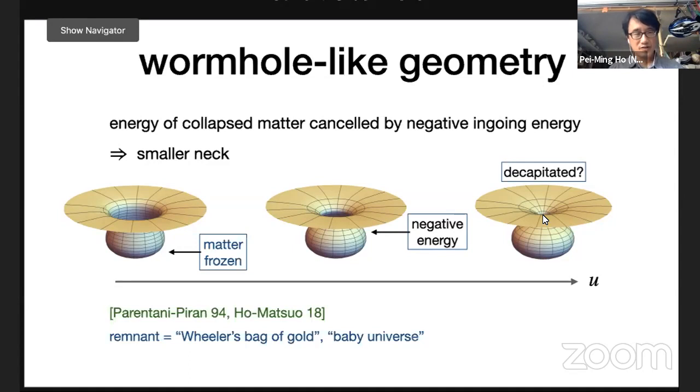You get this picture people call Wheeler's bag of gold picture. And if it's detached, you say the information is lost. On the other hand, for many people, this is not really missing information. The information is still there. You are just unable to reach it if you happen to be outside. So some conventional or traditional relativists do not think this is a big problem.